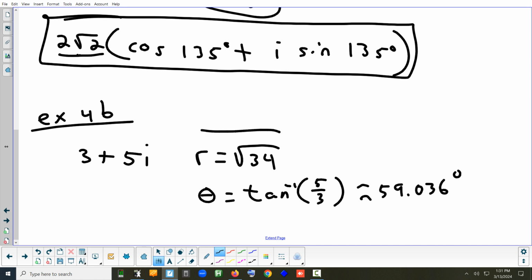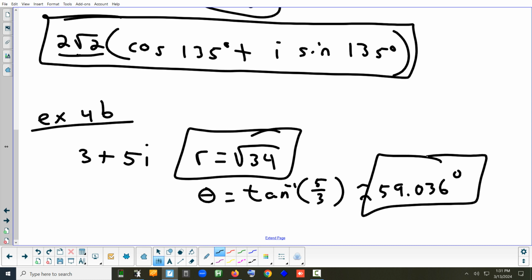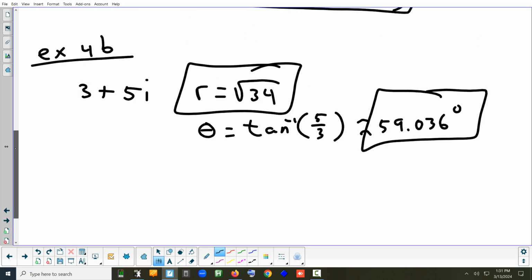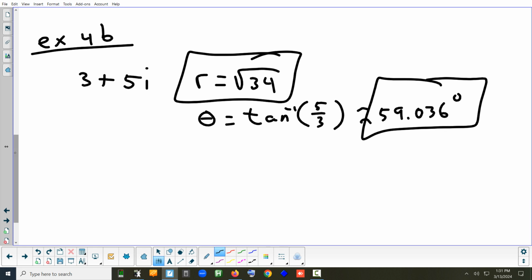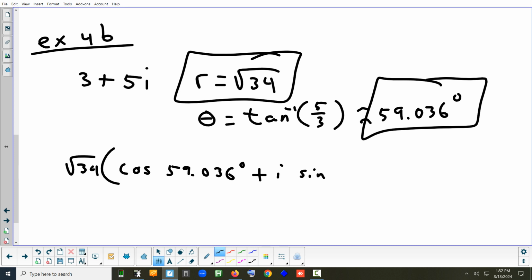Okay, so there's our radius. There's our angle. Okay, what's my final answer going to look like? r times cosine angle plus i sine angle. Can you fill in our actual values? The square root of 34 times cosine of 59.036 plus i sine 59.036. And that's a distributive property. That's why I had to put that extra parenthesis at the end. So that's that.